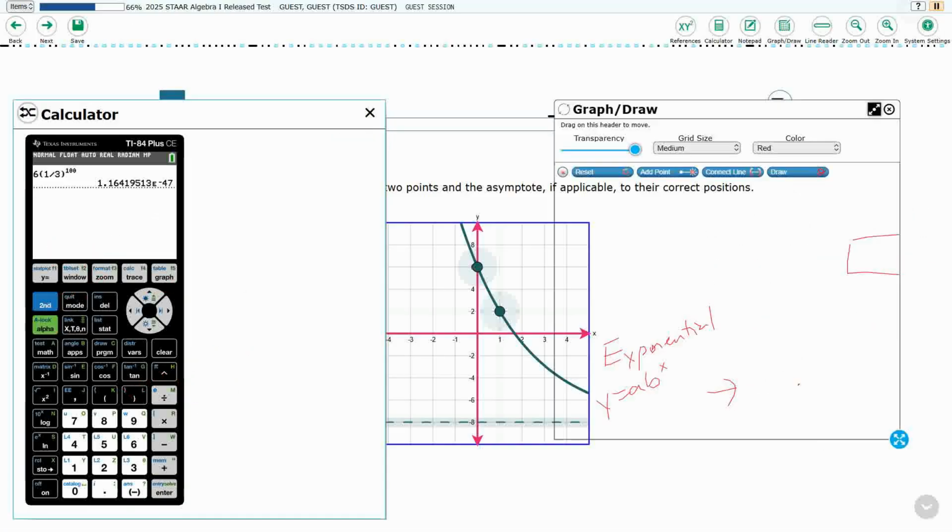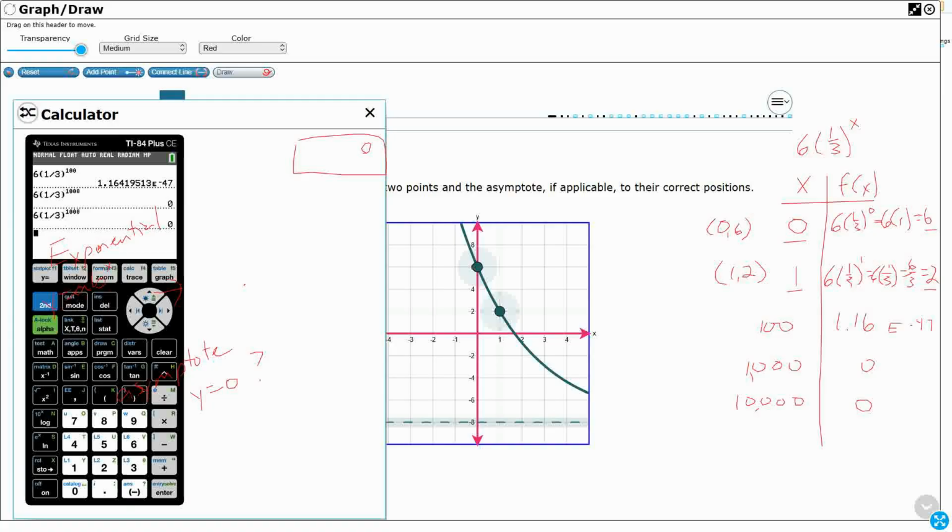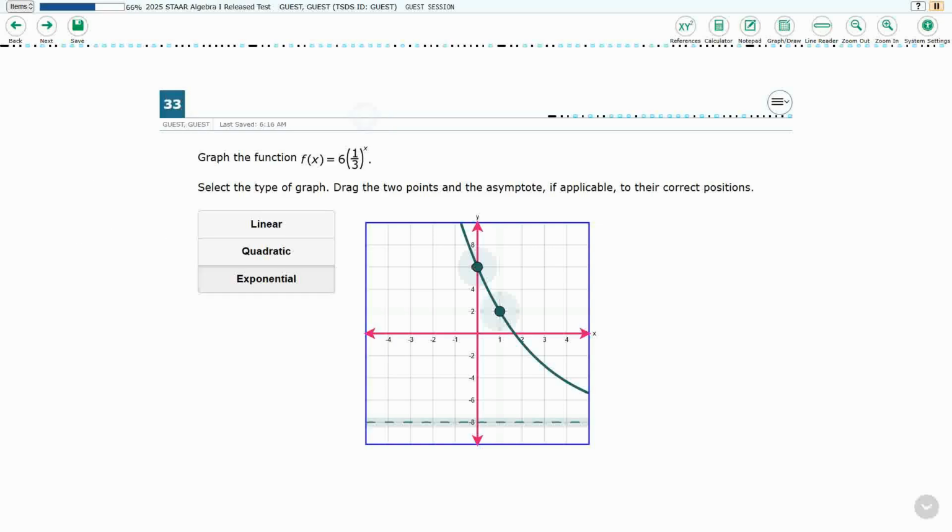What happens if I go to the 1,000 or the 10,000? You notice it's not 1.16. We've got that e negative 47, so it is so small it's trying to give it to me in scientific notation. If I go to the 1,000 or the 10,000, it's going to also give me that 0, which means it's going to approach 0 but never quite cross 0, and that is my asymptote. That is the correct answer.